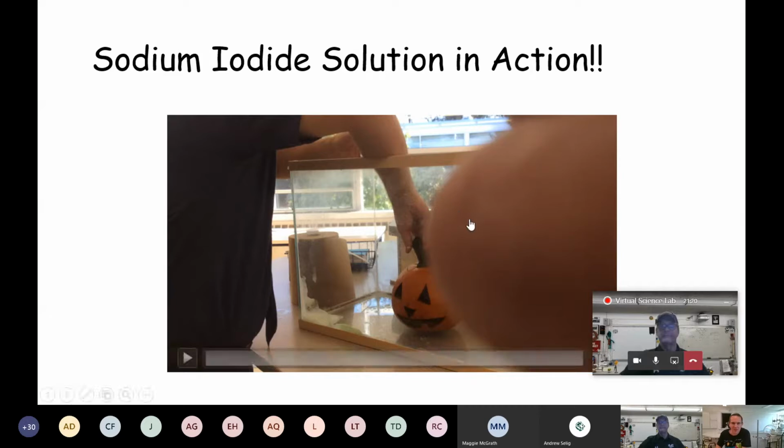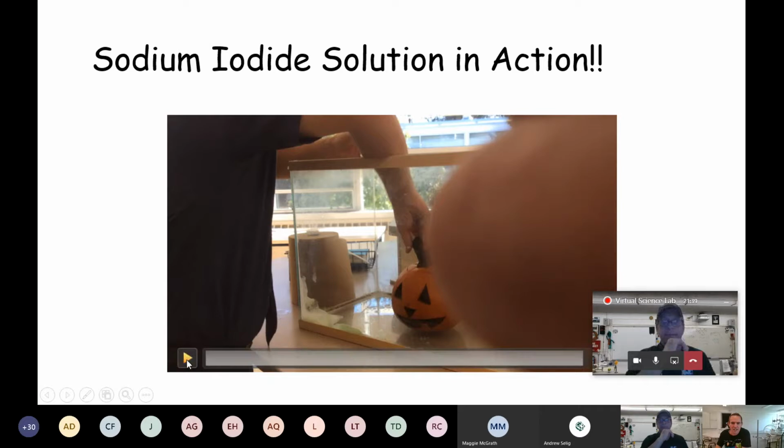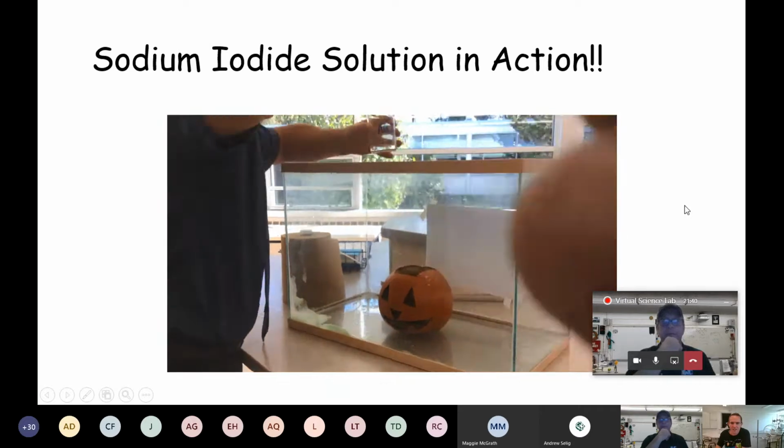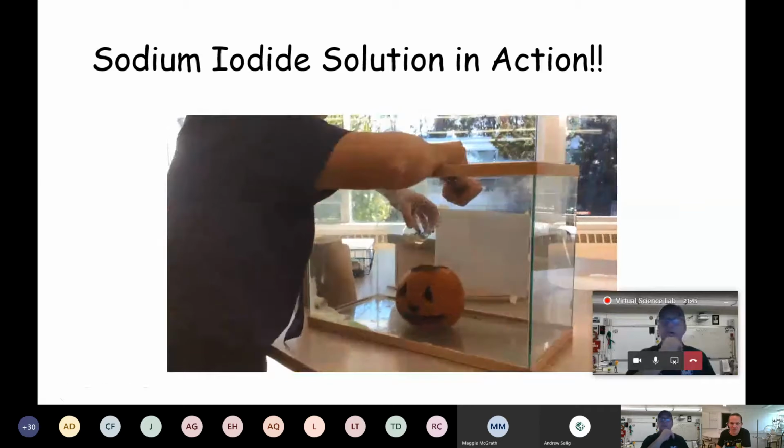I'm going to call this sodium iodide solution in action. Now, the truth is, we use a lot of solutions in chemistry, but the solution part is almost just something to get this reaction going. But we'll focus on that a little bit more in a moment. But take a look at this here. So I'm pouring a solution into the pumpkin. This was in October, of course.